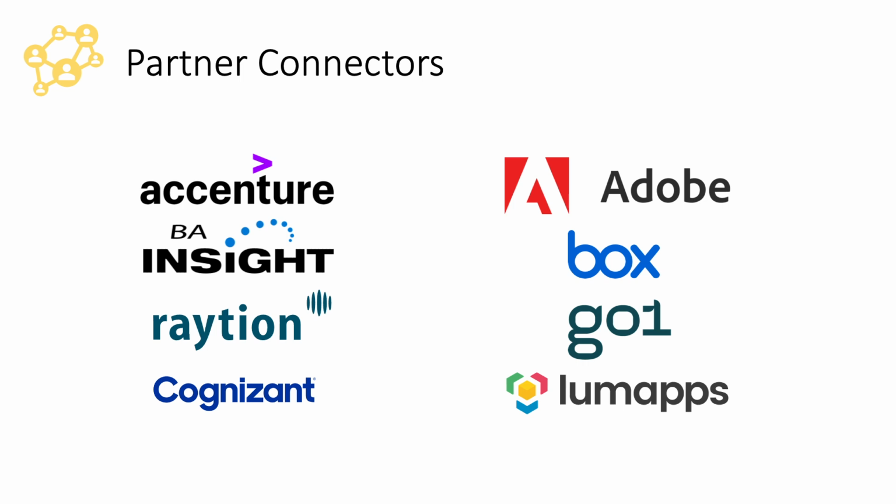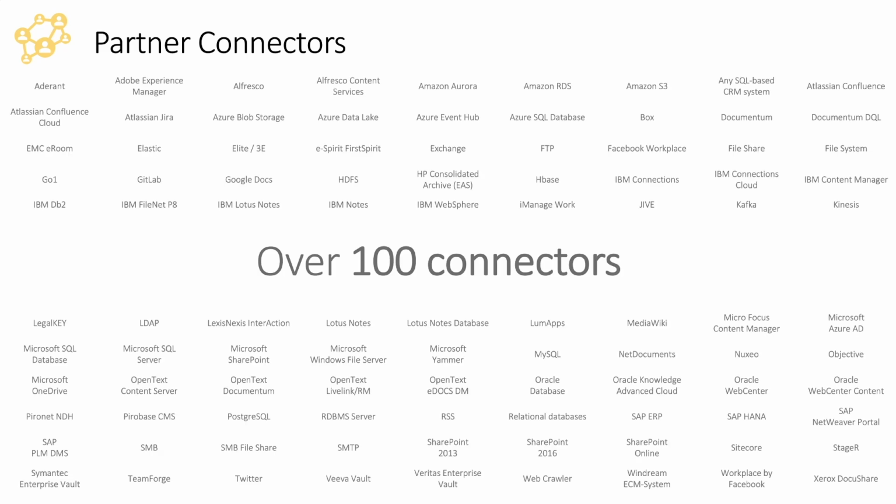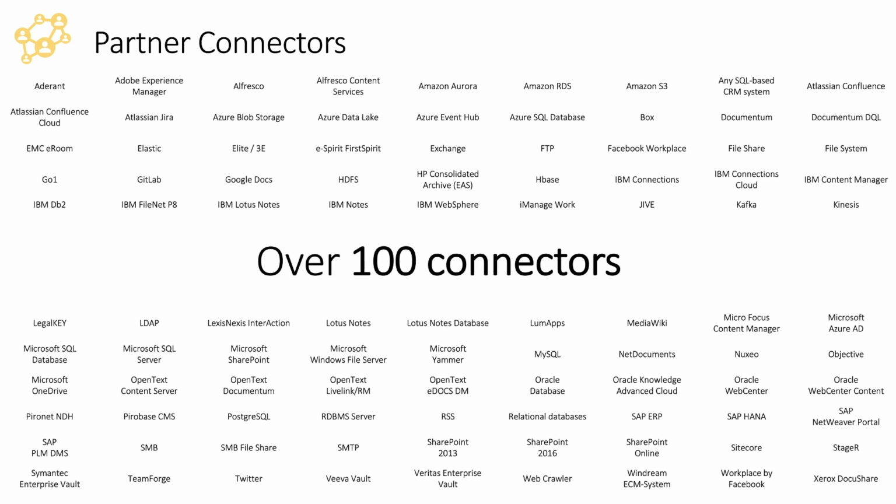We are also working with key technology partners to build connectors for their products and services to better serve our mutual customers. They include Adobe, Box, GoOne, and LumApps. Together, our partner ecosystem offers over 100 connectors for you to connect to all the data sources that you may need.